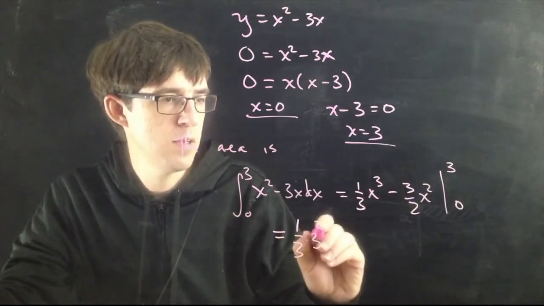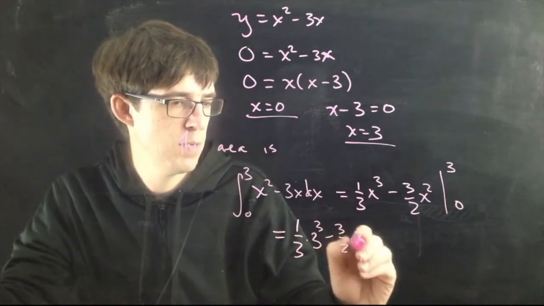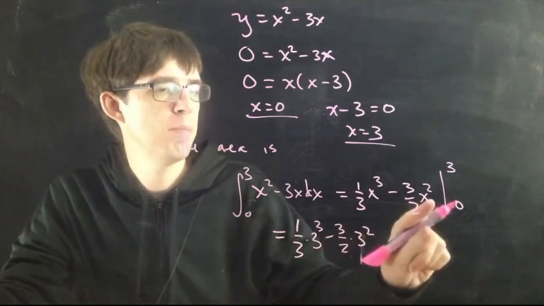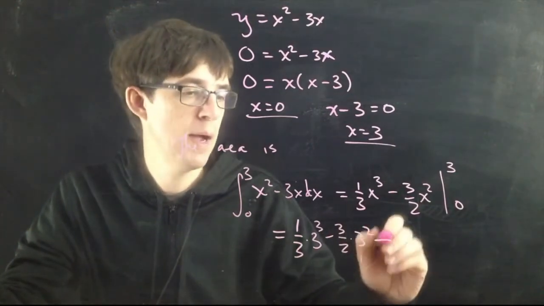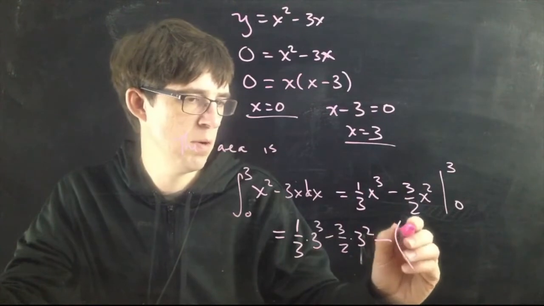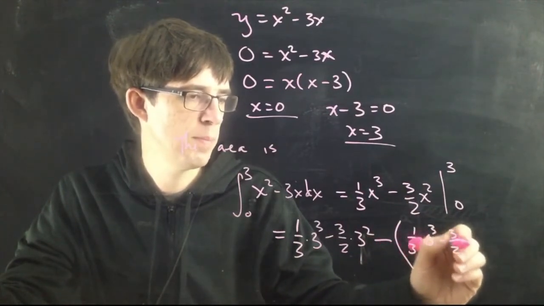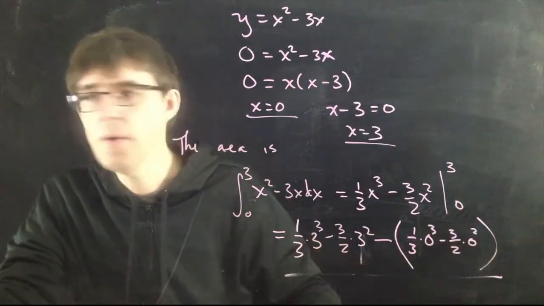1/3 times 3 cubed minus 3/2 times 3 squared. I went through here and plugged 3 in for x. Now I go minus, go through here and plug 0 in for x. Actually, it will all end up being 0. I'll write it out anyway, just so everybody knows what I'm doing. All right, and that's the answer.